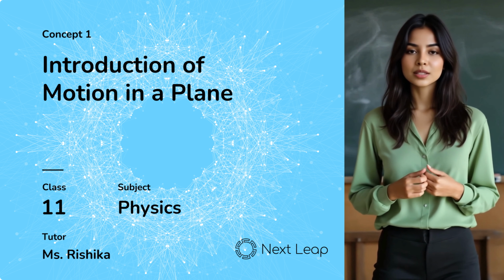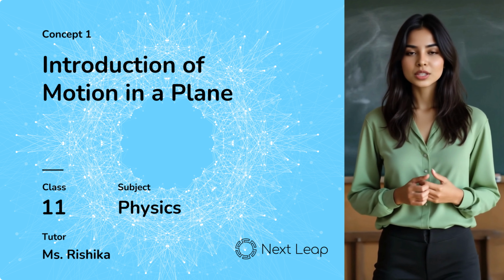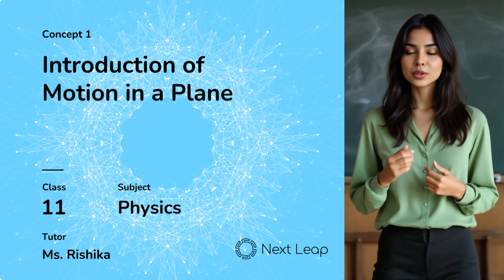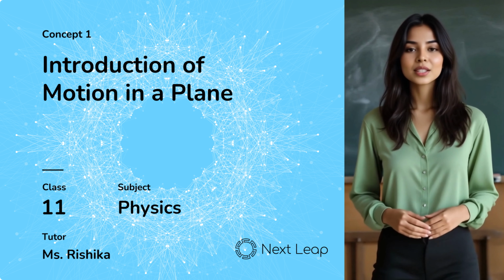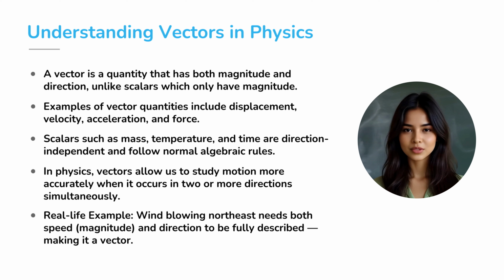This is where vectors come in, a powerful tool that lets us define both how much and in which direction something moves. From describing position to calculating velocity and acceleration, vectors help bring precision to the physics of motion in 2 and 3 dimensions. So, what exactly is a vector?